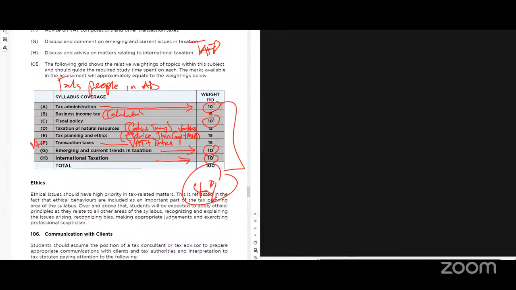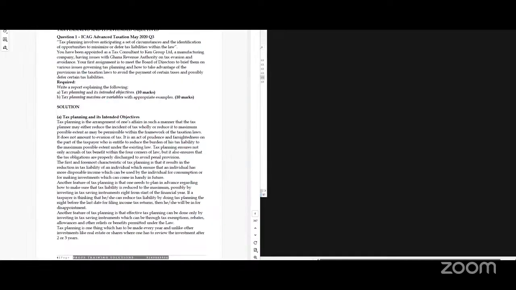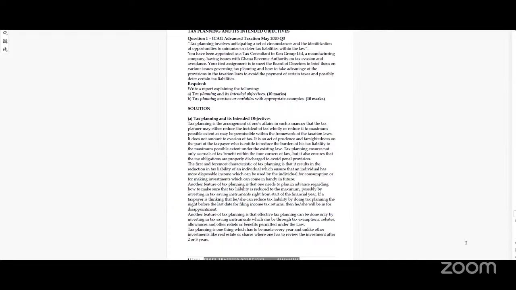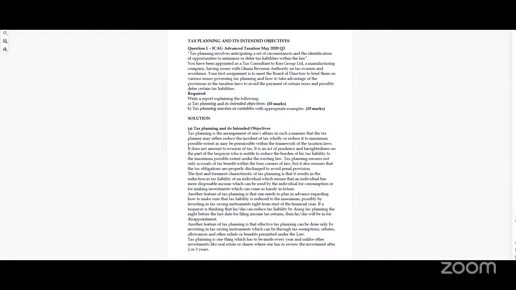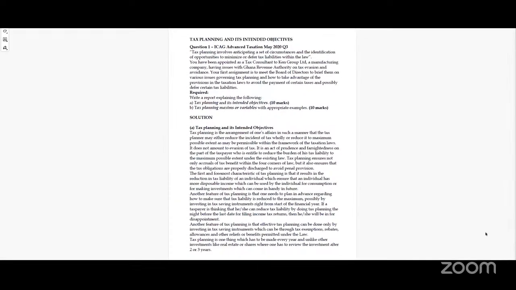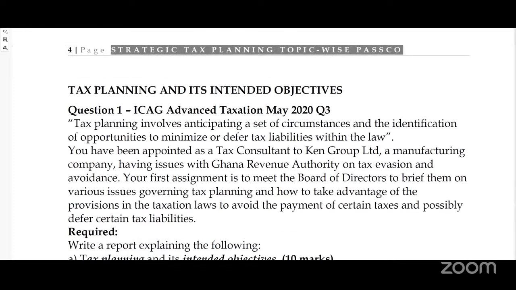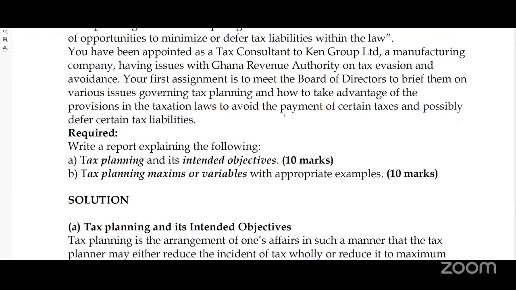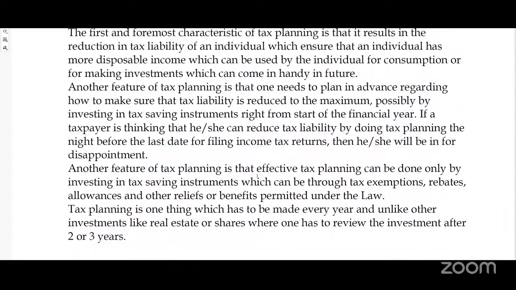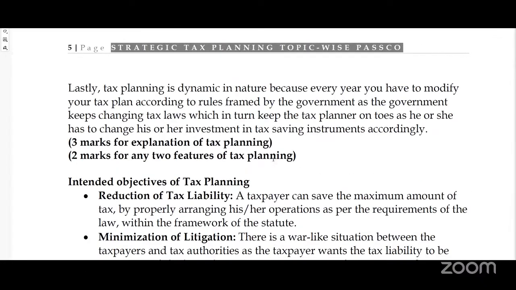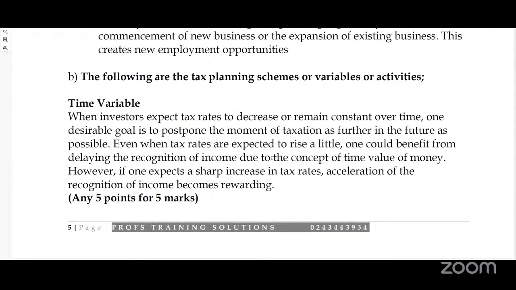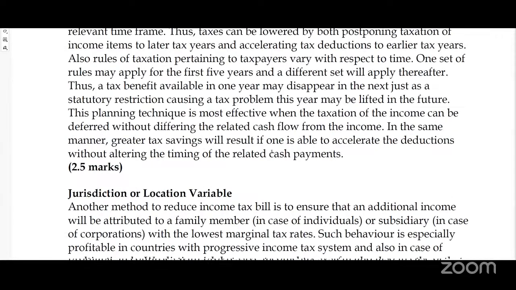So let me just show you how it looks like. For instance, on my screen here, who can see my screen? You can see tax planning and its intended objectives, right? May 2020 question 3. So all the questions on tax planning and its intended objectives, you go through them. You can see.